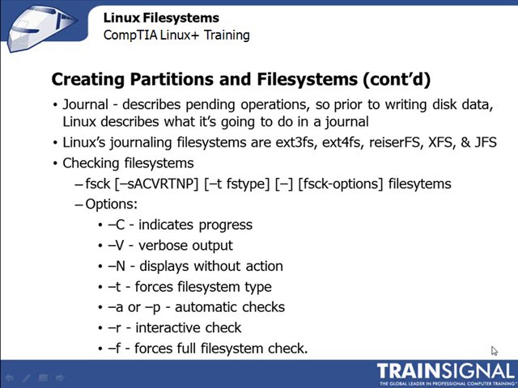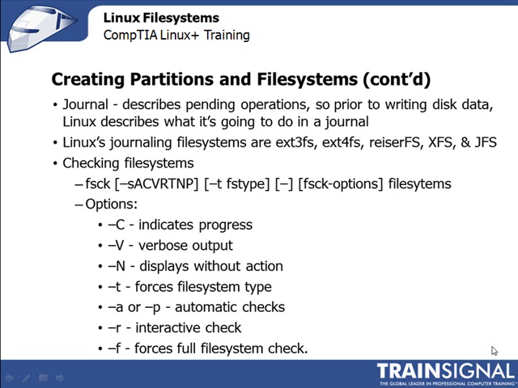The syntax for fsck looks a little intimidating, but we'll go through all the options. It's fsck, and the options are -s, A, C, V, R, T, N, P, space -t file system type, fsck options, space file system. -C says to indicate the progress. -V says to make the output verbose. -N says to display without action, and that's capital N. -t says to force the file system type. -a or -p are for automatic checks. -r does an interactive check, and -f forces a full file system check.